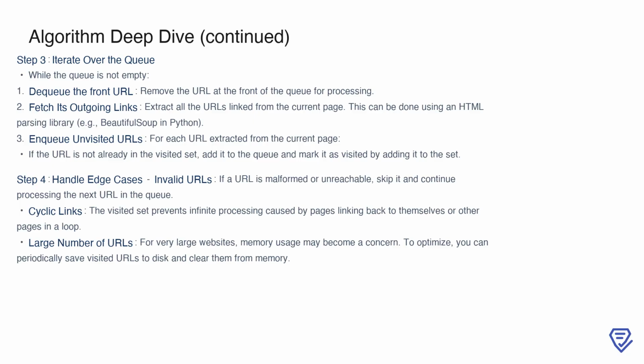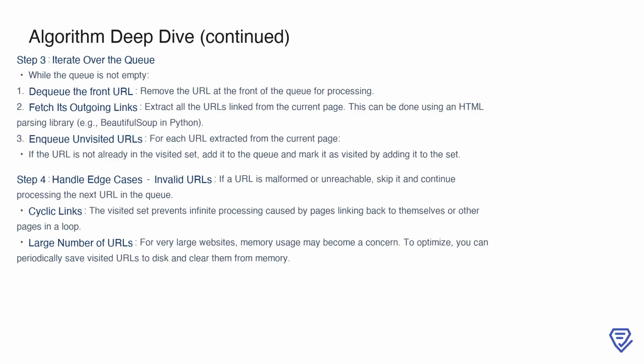For each of these links, we check whether it has already been visited. If not, we enqueue it into the queue for future processing and add it to the visited set to ensure it is not processed again. This avoids redundant work and prevents infinite loops caused by cyclic links.